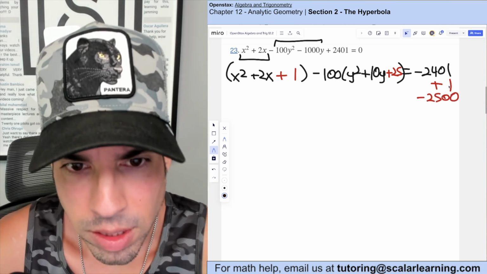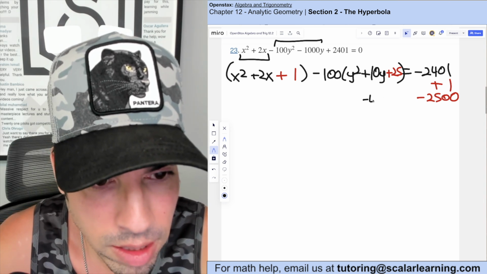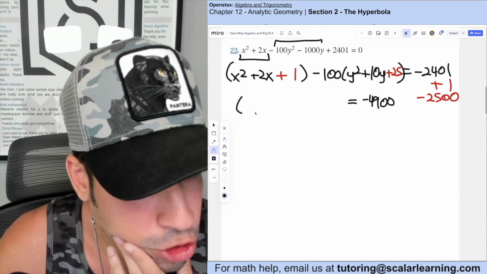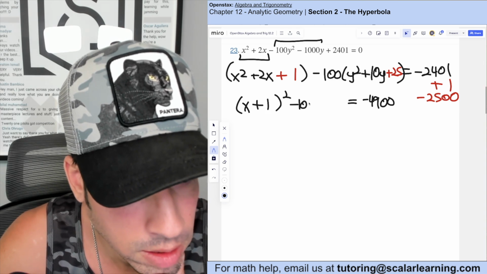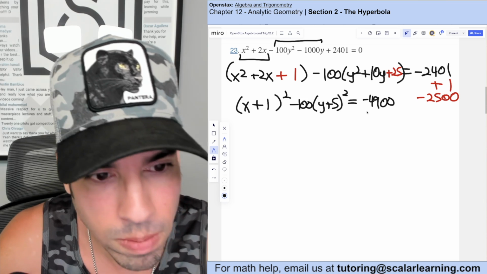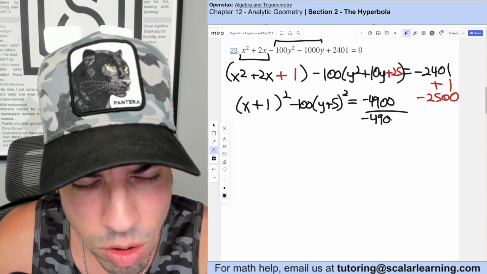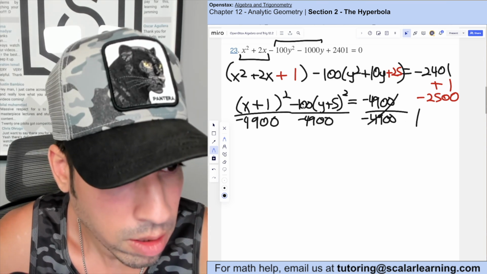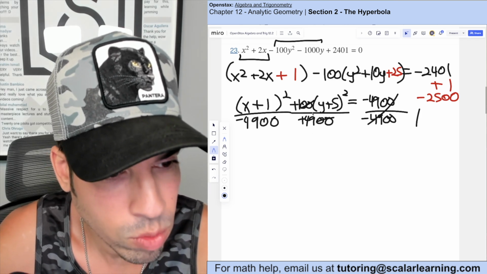So now adding everything together, on the right side, we get negative 4900. And then on the left-hand side, we get this, which you can factor to become x plus 1 squared. And then this one, negative 100 times that factors to y plus 5 squared. All right, next what we're going to do is get the right side to equal 1. So divide everything by negative 4900. That's going to turn into a 1. Those double zeros are going to cancel out with those guys. And this is going to turn positive as well.